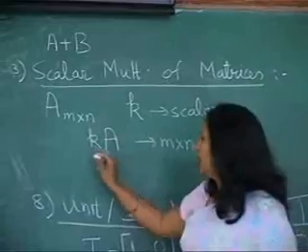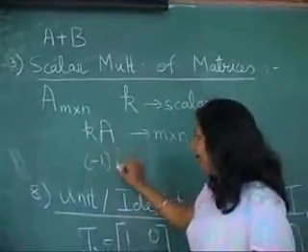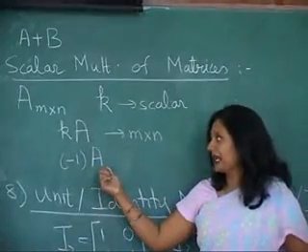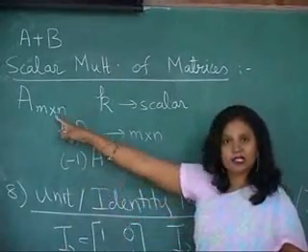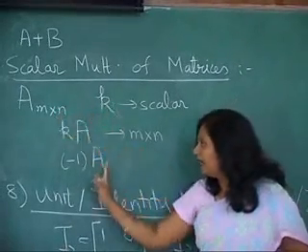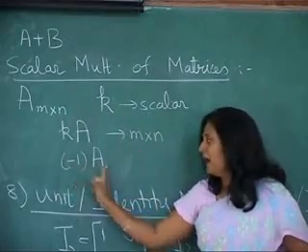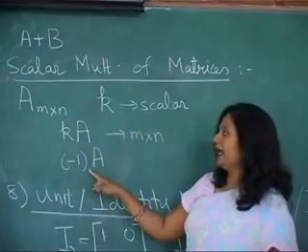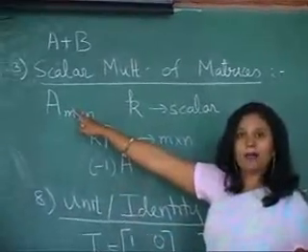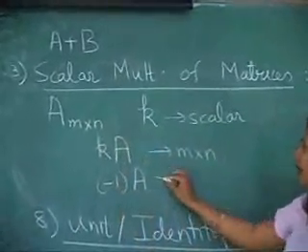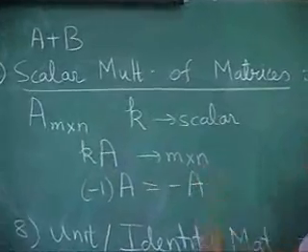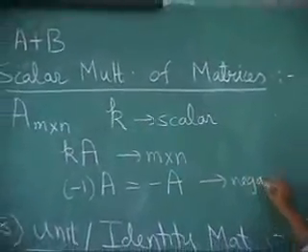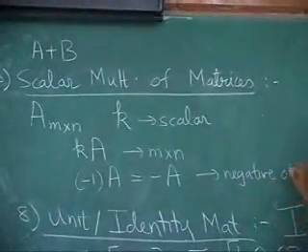In particular, when K is equal to minus 1, notice that minus 1 times A will be a matrix of the same order, and the elements of minus 1 times A will have the opposite sign as the elements of capital A. We will denote this matrix by minus A, and we will call this the negative of A.